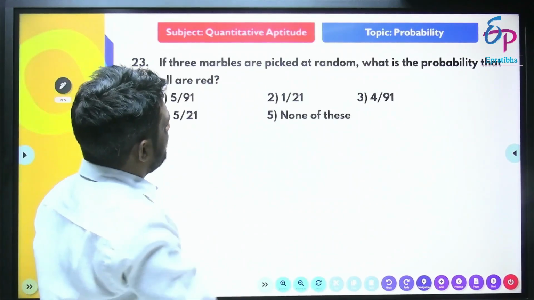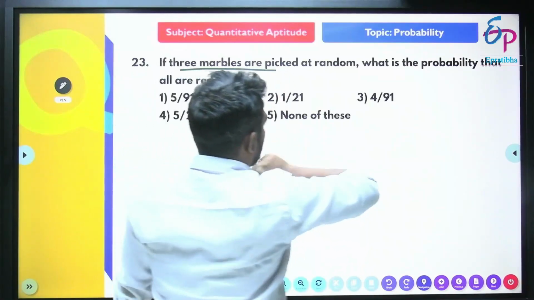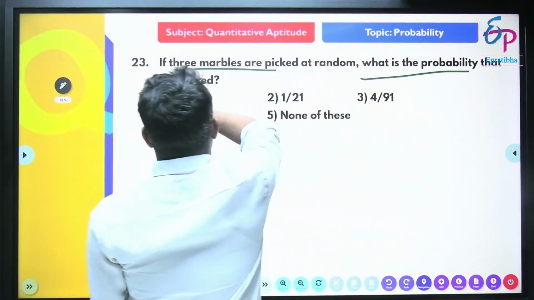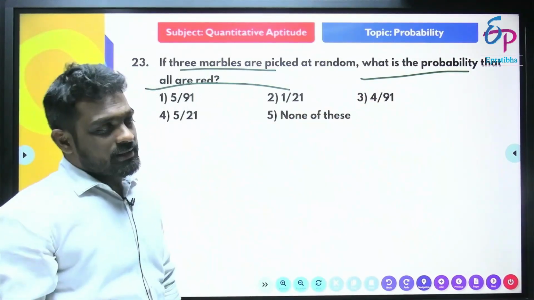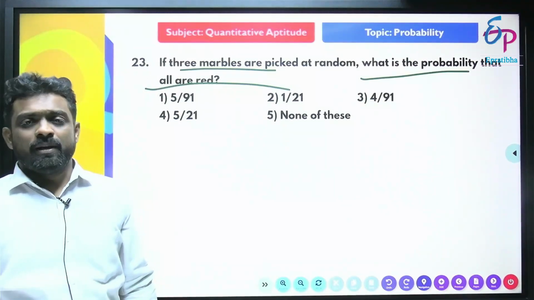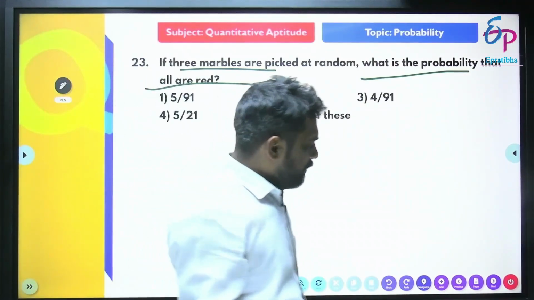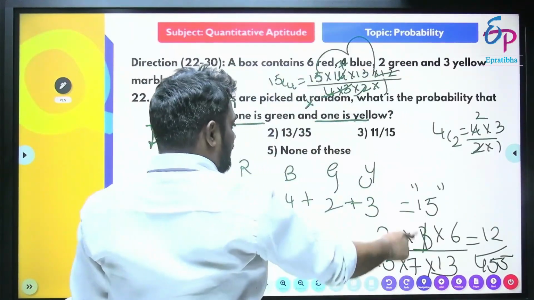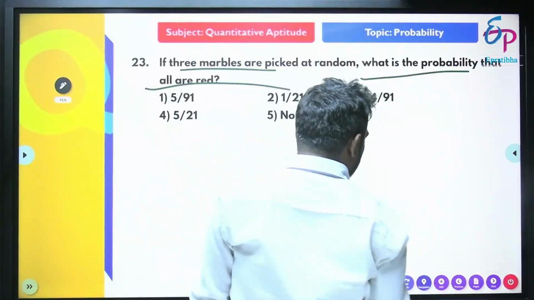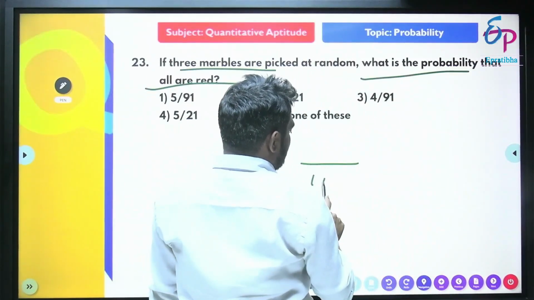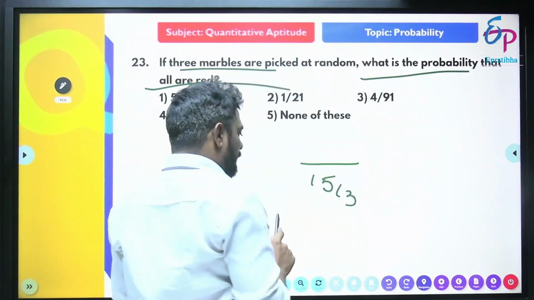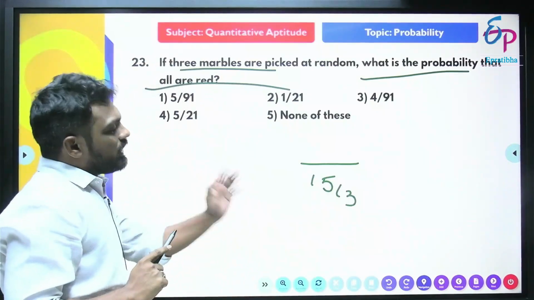3 marbles are picked at random. What is the probability that all are red? How many marbles have we picked up randomly? 3 marbles. From how many marbles do we have to pick? From 15 marbles we have to pick 3 marbles. This is the total number of outcomes.